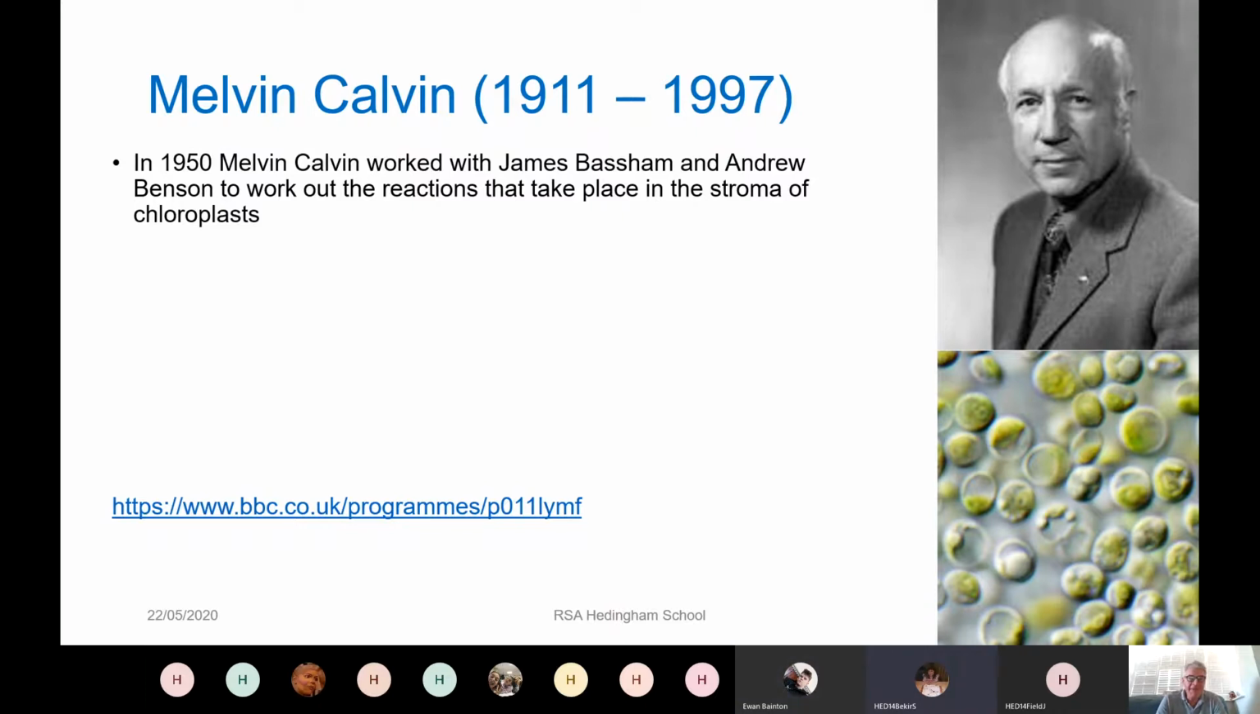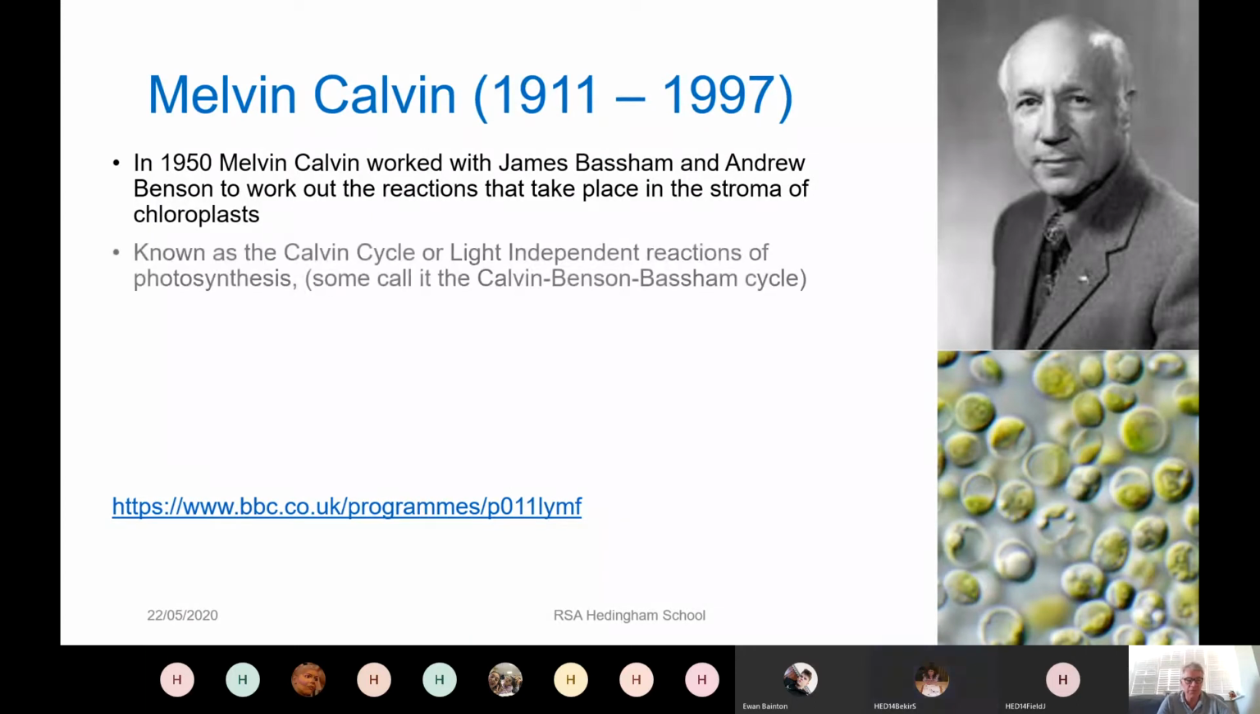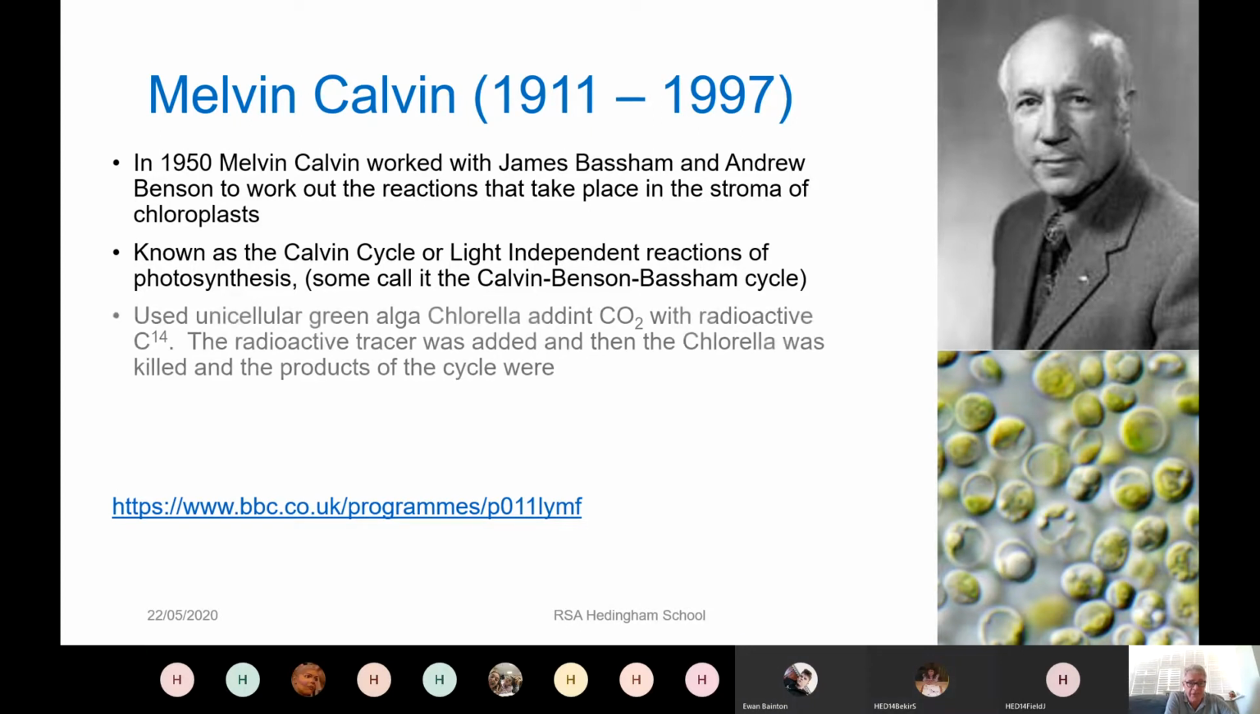Anyway, in the 1950s, so quite a long time ago, all this was worked out. He was basically in charge, but he worked with two other people, Bassham and Benson, to look at the reactions that took place in the stroma of chloroplasts. This is now known as the Calvin cycle or the light-independent reactions of photosynthesis. Although some scientists think he was a bit mean because he denied any credit to the other two people who did quite a lot of the work.